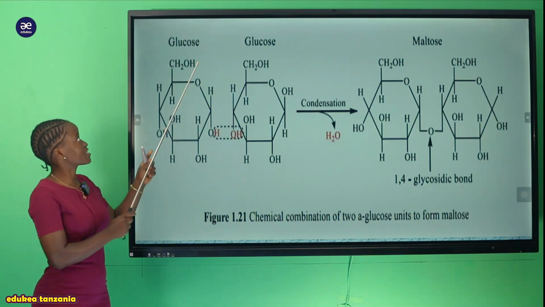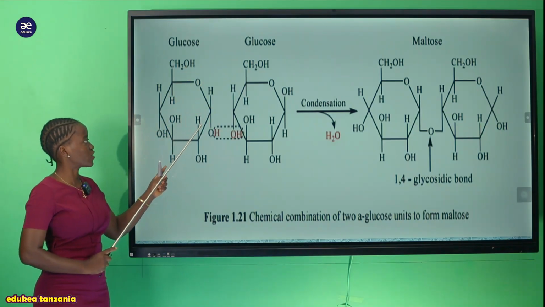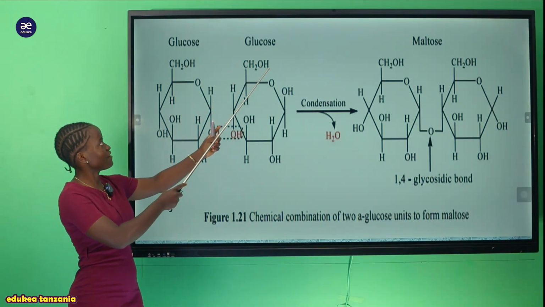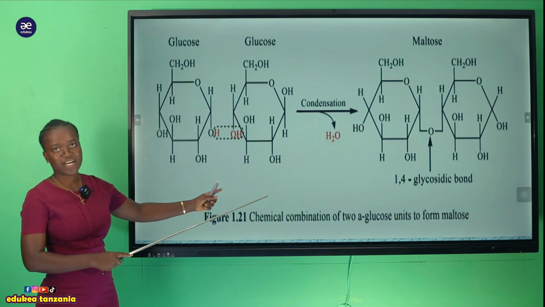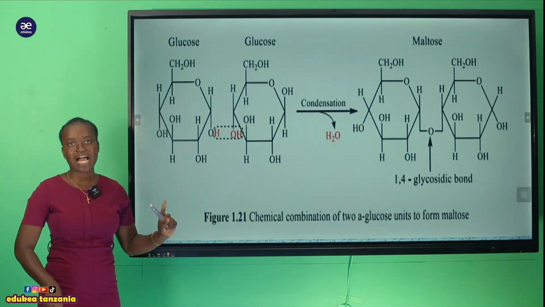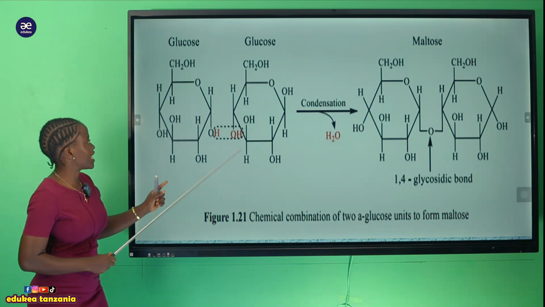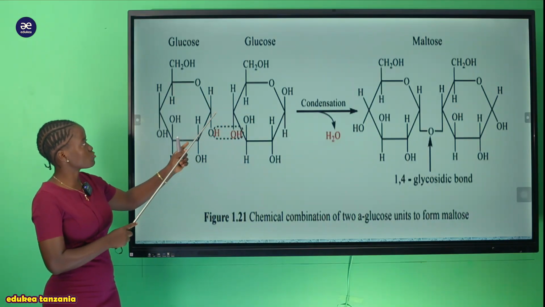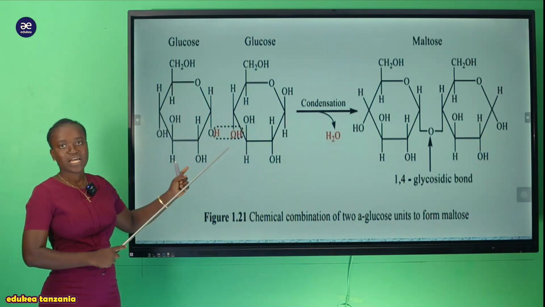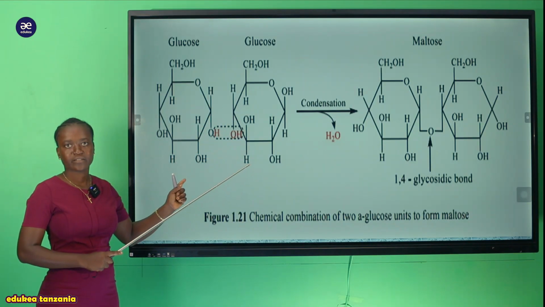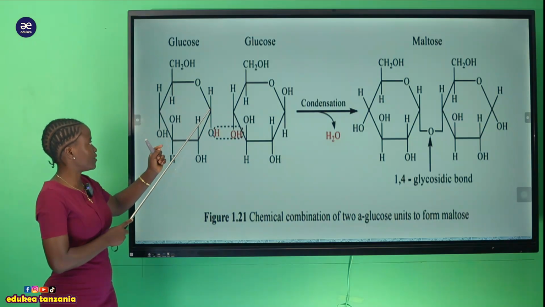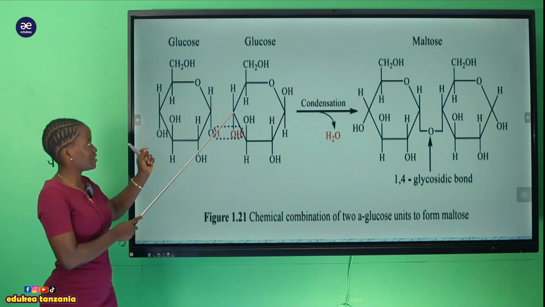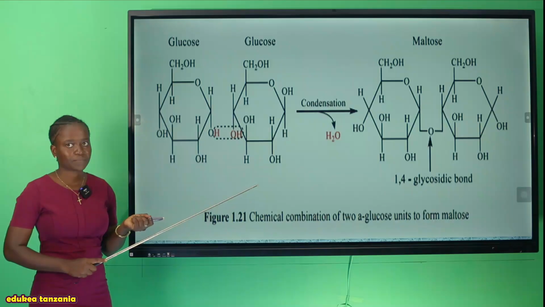So we have the first unit of alpha glucose, and also we have the second unit of alpha glucose. Why is it termed alpha? Kwa sababu the hydroxyl group tends to point below the ring on carbon number 1. You can see it on this carbon number 1 and this carbon number 1.